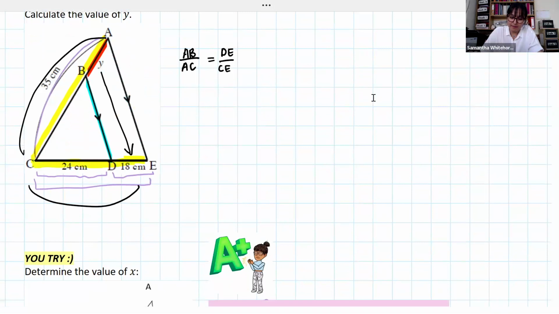Yes, ma'am. Okay, good. Okay, guys, really good question. That's really something that we need to take note of. We need to be mindful of which sides we're working with, and we're working with the two sides that are cut by the parallel line that's drawn in your triangle.